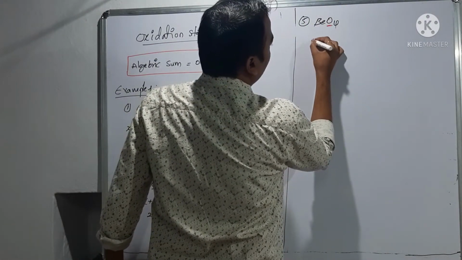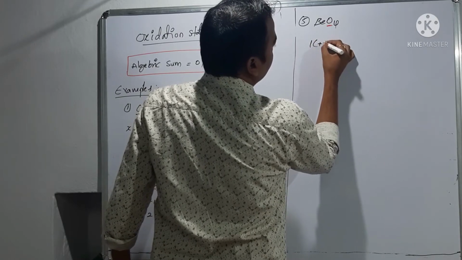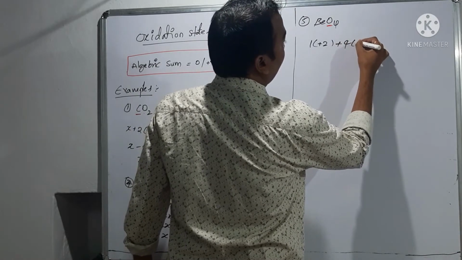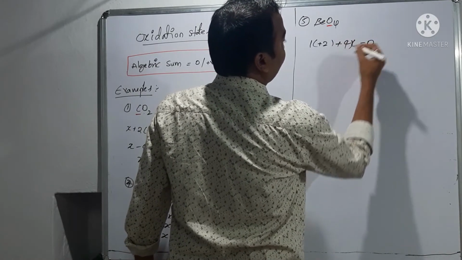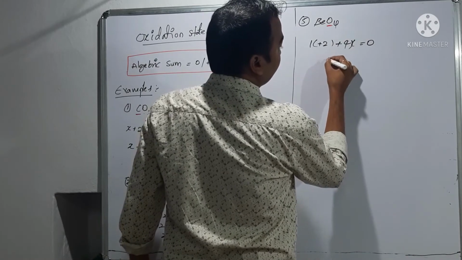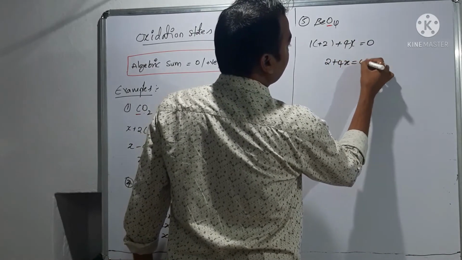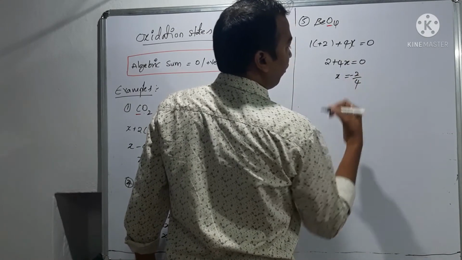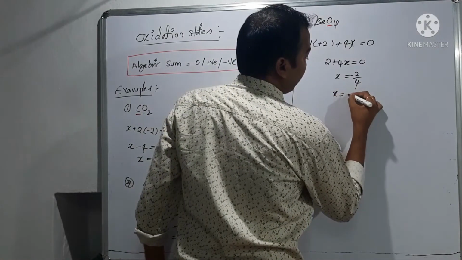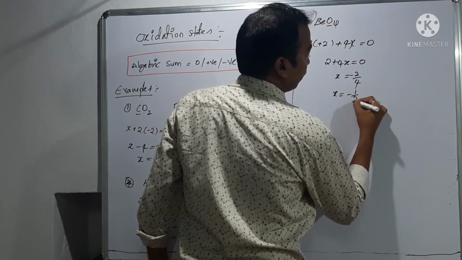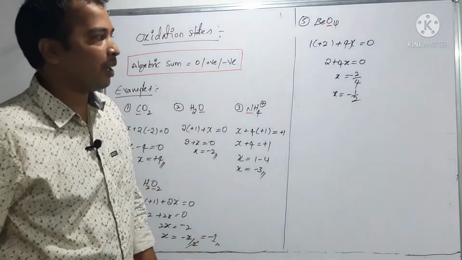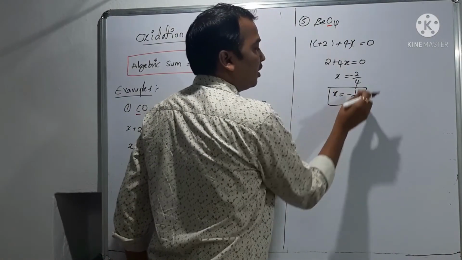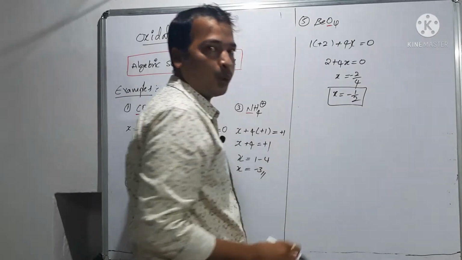Okay, here I am taking 1 beryllium with plus 2 charge, plus 4 oxygen atoms, and we don't know the charge, that's why I am taking x. So then what happens here, that is 2 plus 4x equals 0. Then x equals minus 2 by 4. On simplification we can write minus 1 by 2. So here the oxidation state of oxygen in this one is minus 1 by 2.